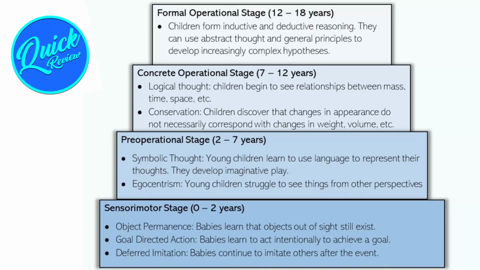Now, we have the last stage, that is the formal operational stage, from 12 to 18 years. Here children form inductive and deductive reasoning. They can have abstract thoughts, understand general principles, and solve complex hypotheses also. That is the last stage. Okay.